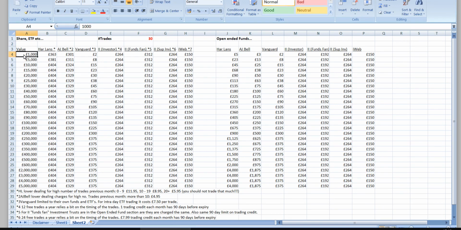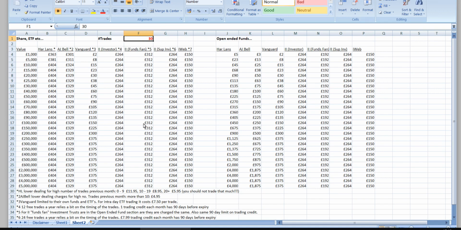As you can see, when it's a low value, Vanguard's winning easily. But this is shares and ETFs. I much prefer shares and ETFs, so I'm going to mainly focus on this. 30 trades in Hargreaves Lansdown is expensive, as with AJ Bell, £9.99. And you're going over the 24 a year you're allowed in Interactive Investor.